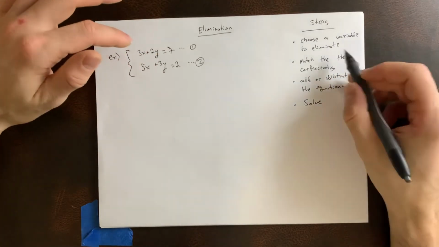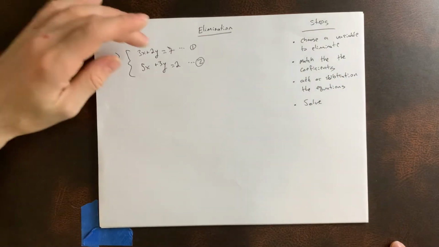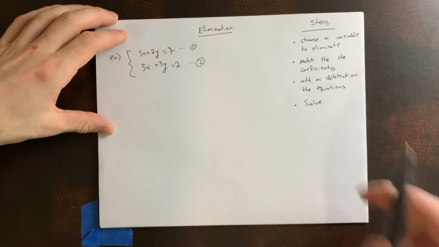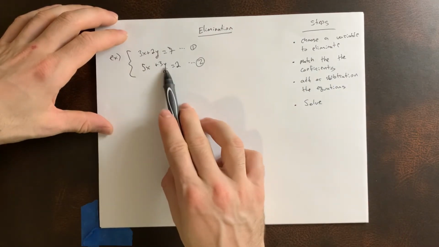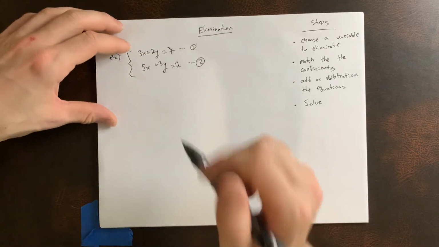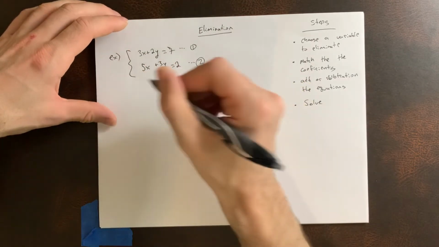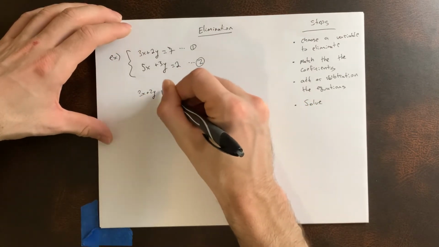Okay, so here again, let's start with this first thing. Choose a variable to eliminate. Again, it doesn't really matter. Let's just choose y to eliminate. All right, so now we want to match the coefficients. So the coefficient in front of this y is a 2, the one in front of this one is a 3. So we'd figure out a way to match them. But what we can do is let's take this first equation, 3x plus 2y equals 7.